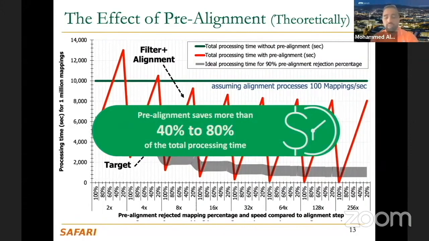So getting information on the filter itself is not enough. You really need to check the number of accepted pairs and then compare the runtime of the filter with the sequence aligner and see how both together, integrated together, perform. So pre-alignment saves more than 40% to 80% of the total processing time. Of course, that depends on the data you use.